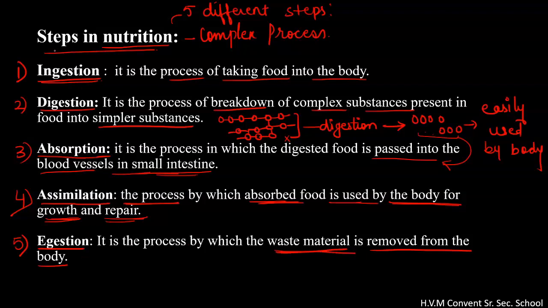So these are the 5 different steps in nutrition. Ingestion, where the food is taken into the body. Digestion, where the food is broken down into simpler substances. Absorption, where the food is passed into the blood vessels of the small intestine. And then assimilation, where the absorbed food is used by the body for growth and repair. And finally there is egestion, where whatever waste material the body has will be removed out from the body. So egestion is the removal of waste material from the body.